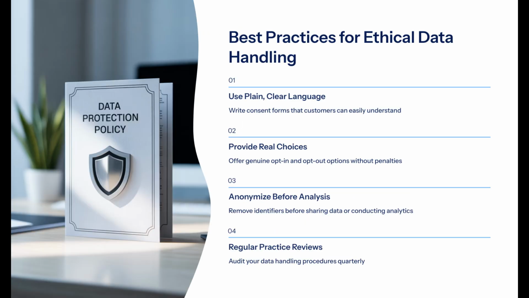So, how do we do this the right way? Use plain, clear language. Don't bury terms in legal jargon. Make consent forms easy to understand. Provide real choices. Customers should have genuine opt in and opt out options without penalties. Anonymize before analysis. Always strip identifiers before running analytics or sharing data with partners. Regular practice reviews. Audit your consent and anonymization processes at least quarterly.